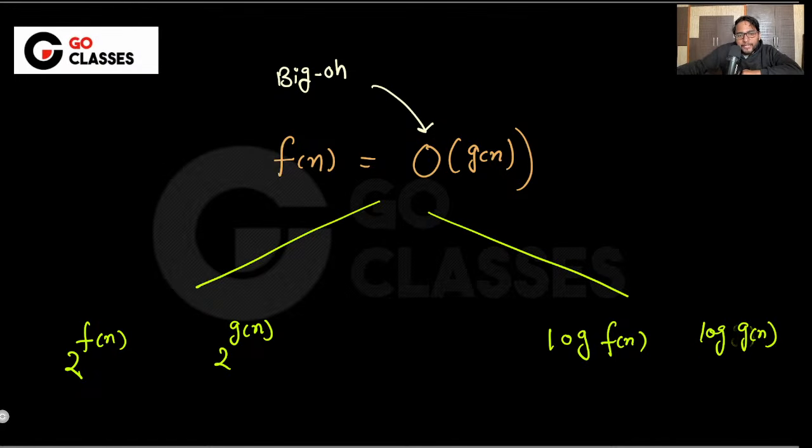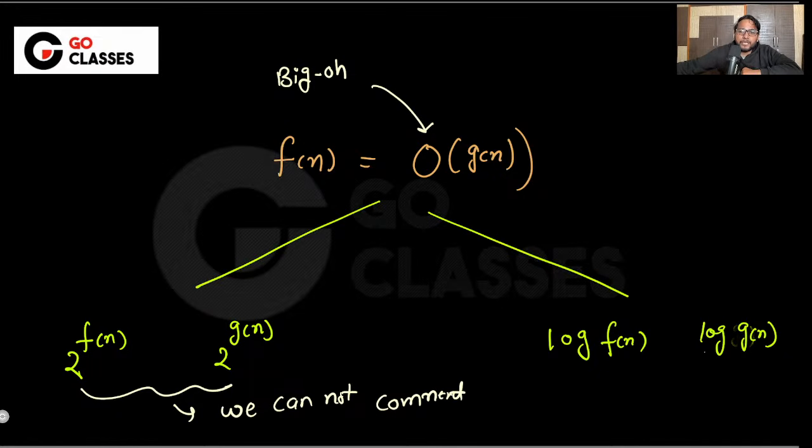Here we can't comment, right? We cannot comment. Here, this will still hold. If it is less than or equal to, this will still hold. So order of Gn, this is big O only. Okay, understood?